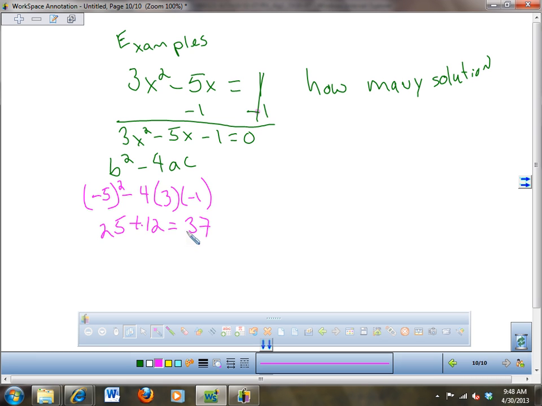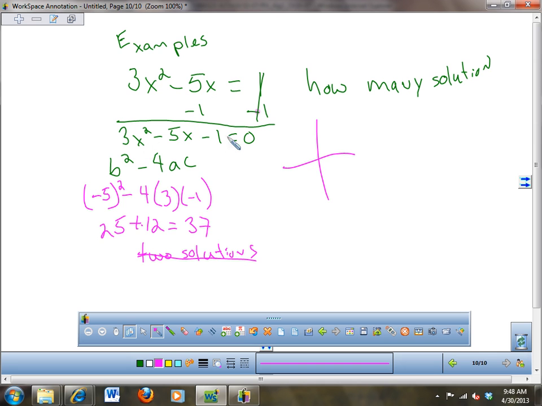How many solutions? If b squared minus 4ac is greater than 0, then you have 2 solutions. That's all you have to do for this. You don't even have to solve. You just have to tell how many solutions there are, how many times that graph would cross the x-axis. Okay? So just like that.